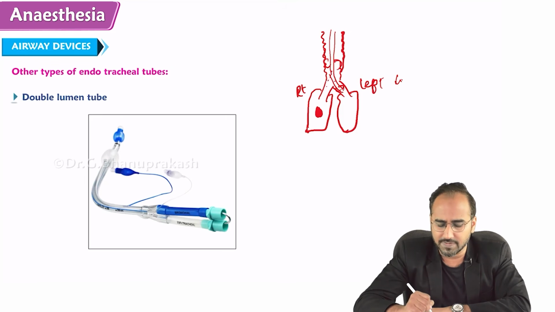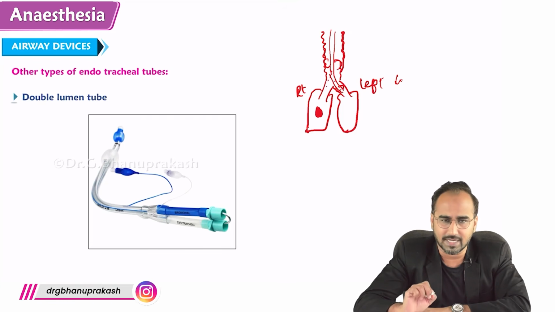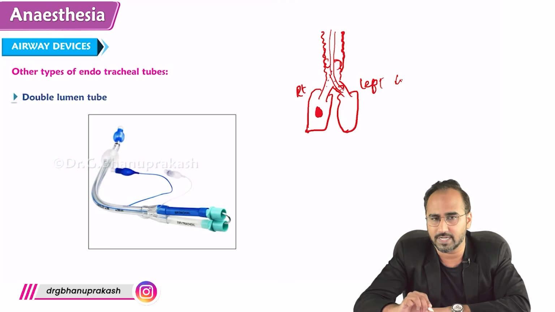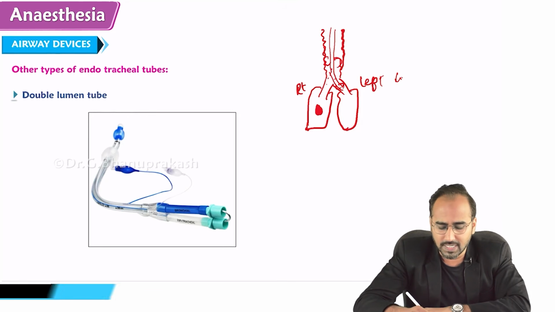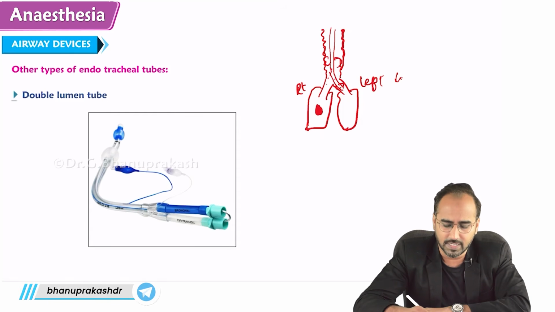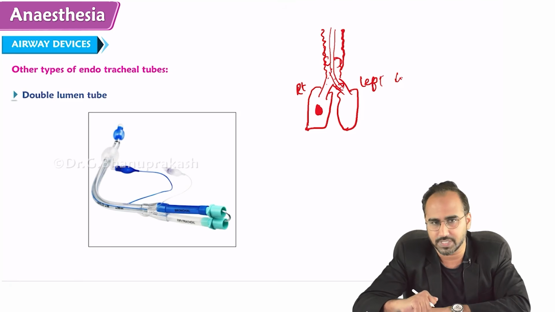Both the cuffs should be inflated, guys, whether it is the bronchial or the tracheal. After introducing the tube, first fix the bronchial lumen by inflating the bronchial cuff. Then fix the tracheal lumen by inflating the tracheal cuff. So that the tube is totally fixed. It doesn't move from its position.